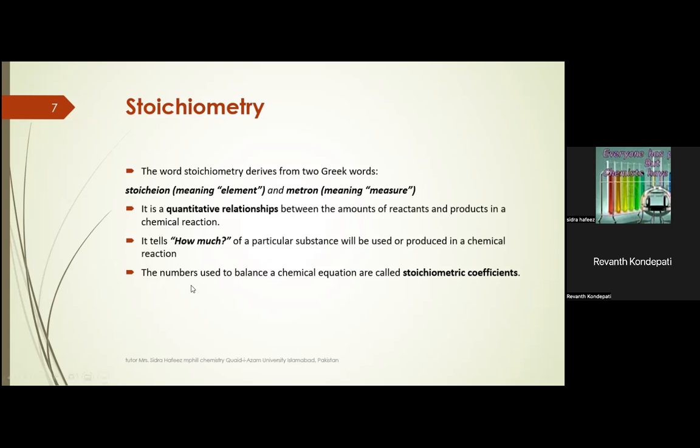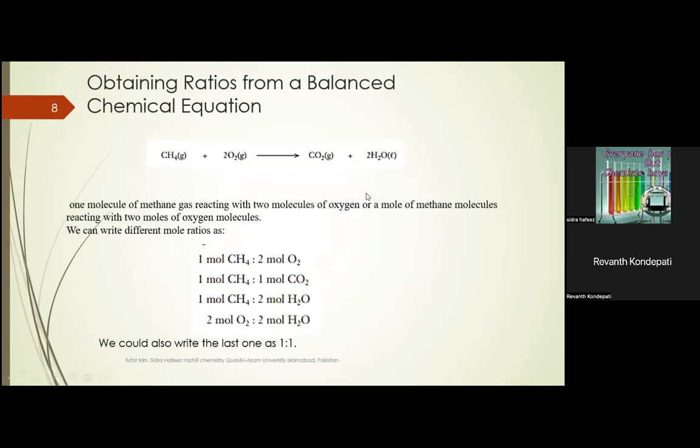The numbers used to balance chemical equations are called stoichiometric coefficients: 2, 3, 4, the numbers that we use to balance a chemical reaction. So, obtaining ratios from a balanced chemical equation. This is the start of our numerical problems. So you have to consider it more carefully.